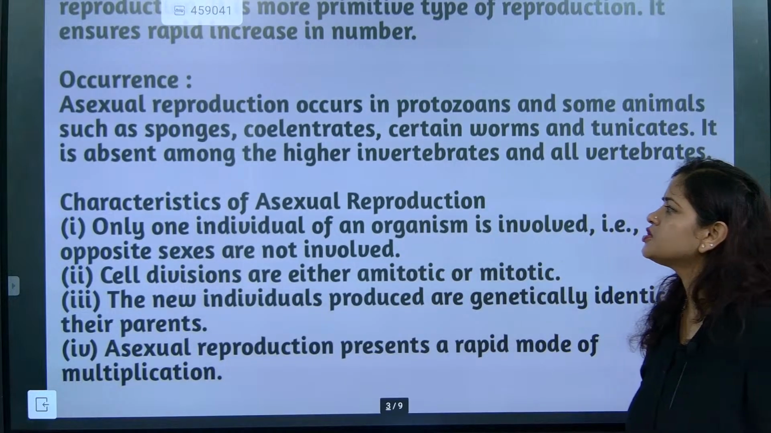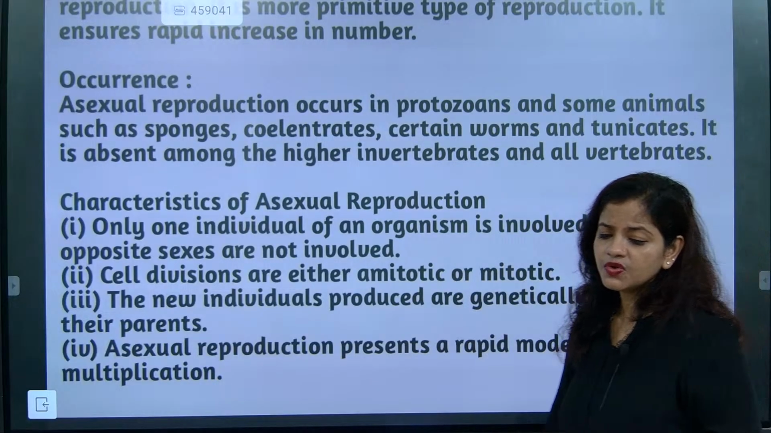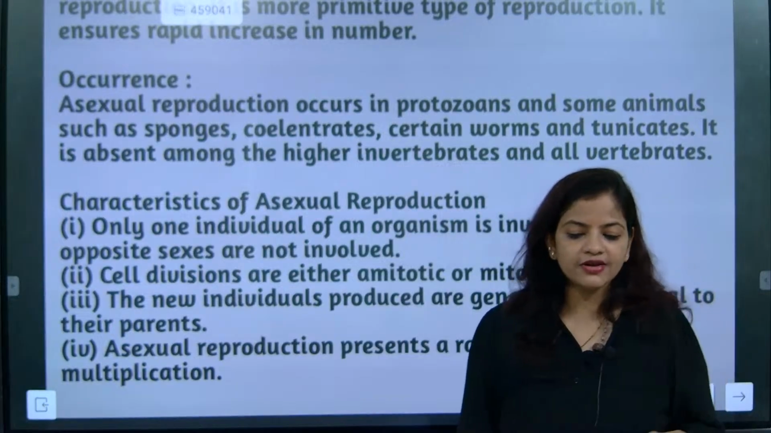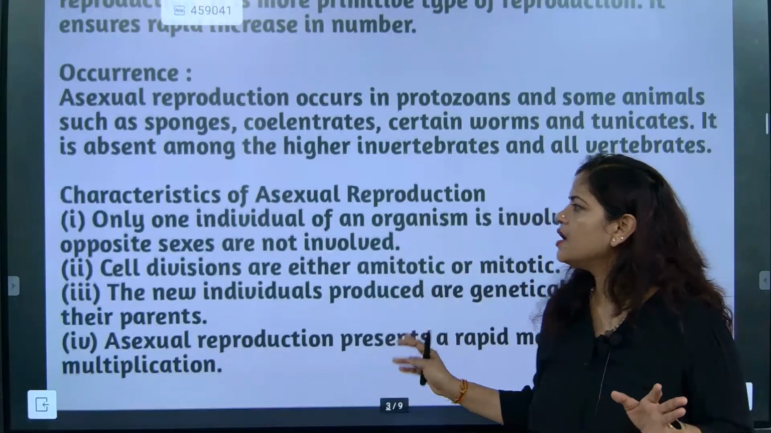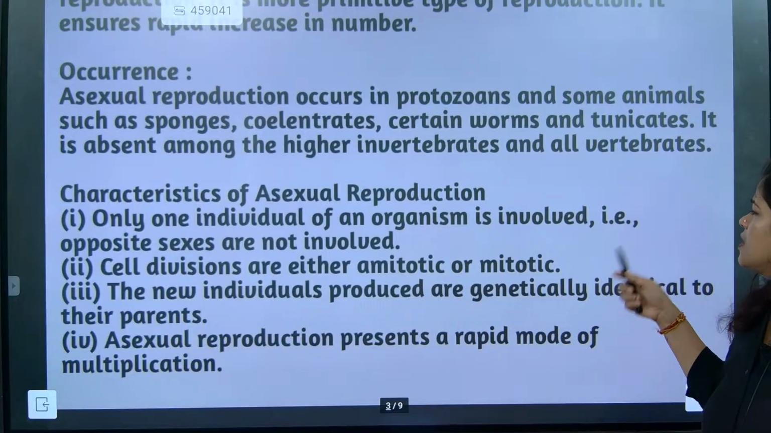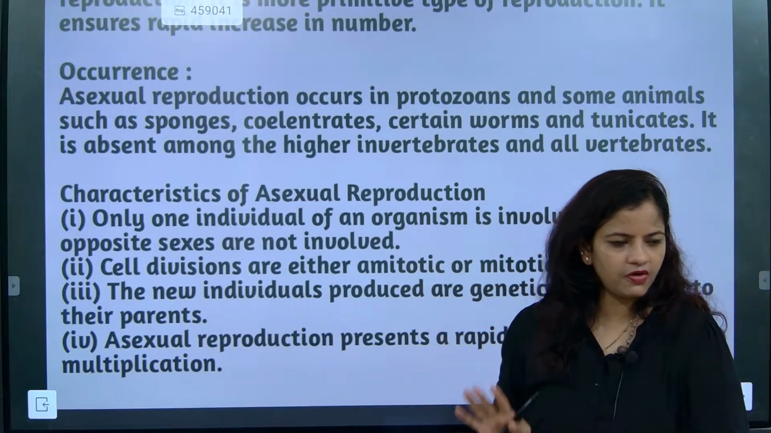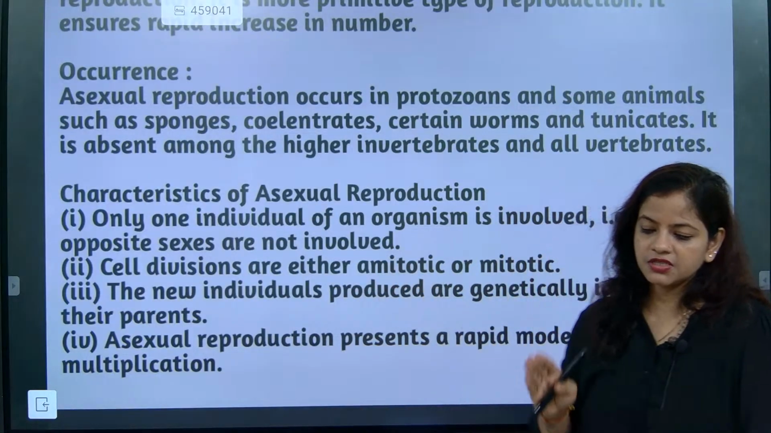So, characteristics of asexual reproduction: only one individual will be there. How many individuals will be there? Only one individual, beta. That's the characteristic of asexual reproduction. Opposite sexes are not involved, meaning male and female are not involved. In simple words, male and female will not be involved, that's the most important part.